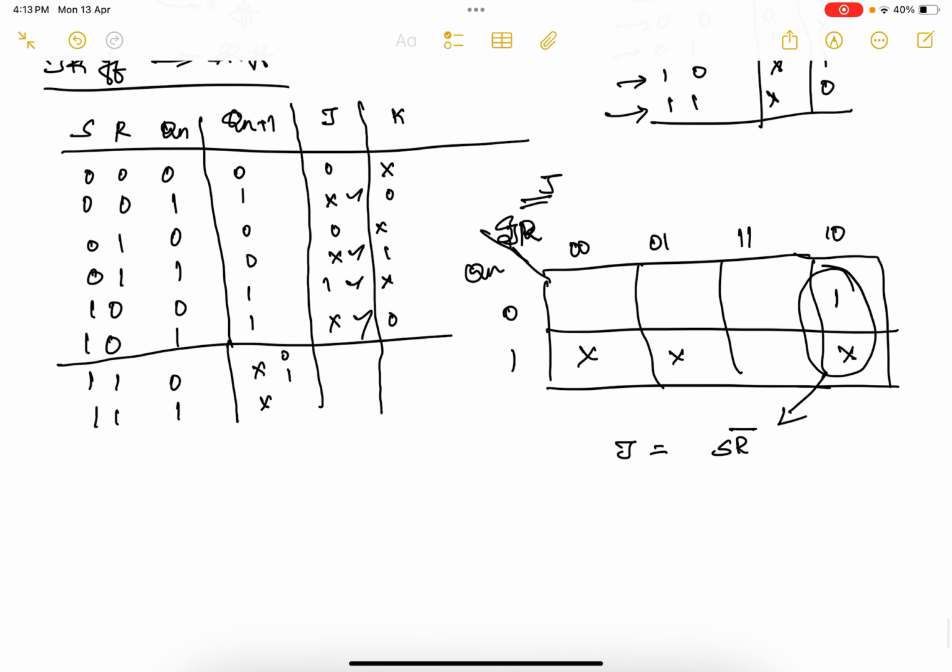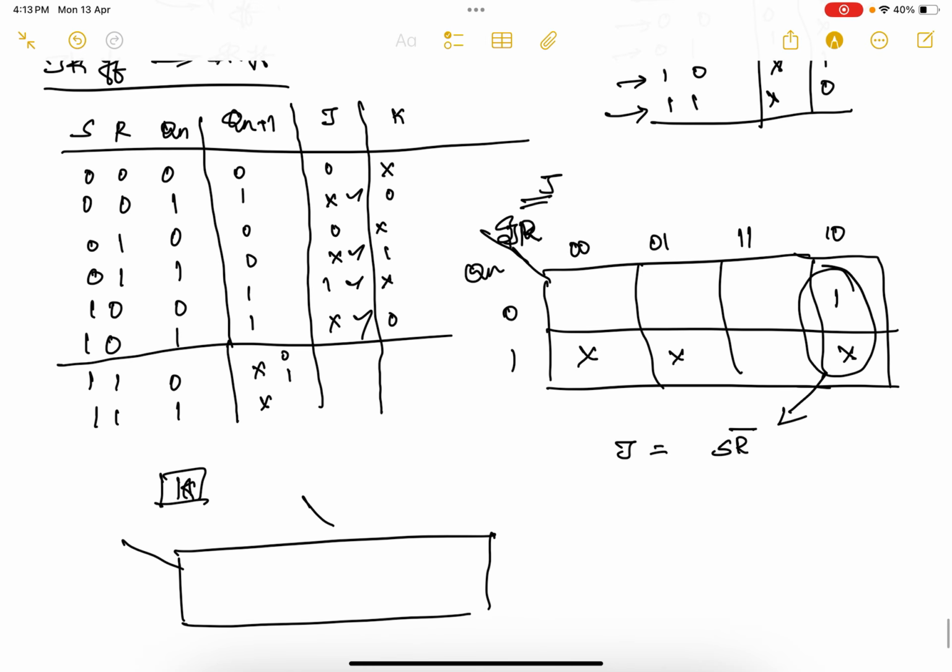Similarly, now you want to find the K term. So once again, to write the K term, I am going to draw a 3 variable Karnaugh map. This will be your SR, and this will be on the Qn, 0 or 1. This will be 0 0, 0 1, 1 1 and 1 0.